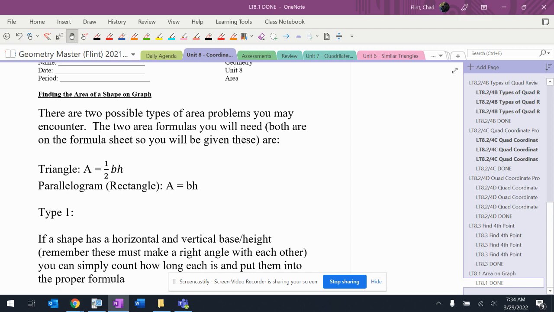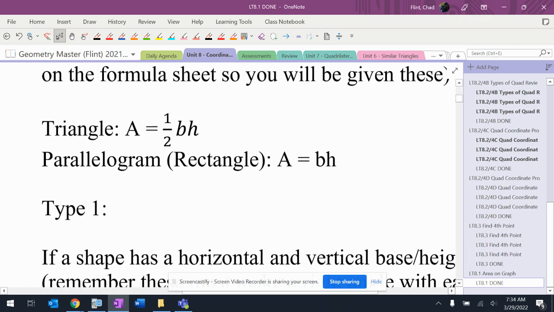So we need to know these two formulas, but they are on the formula sheet that you get for the Regents exam. It doesn't have much on it, but it does have these on there. Area of a triangle is 1/2 times base times height. Area of a rectangle is just base times height.